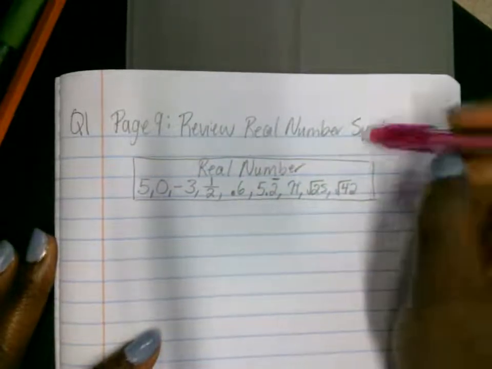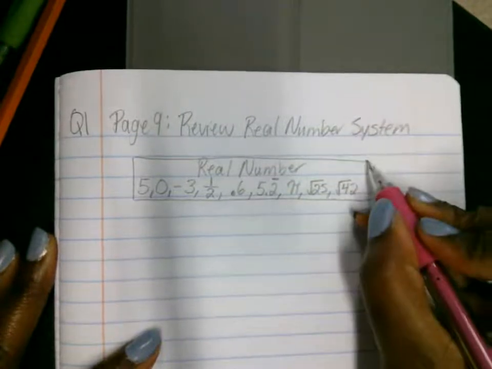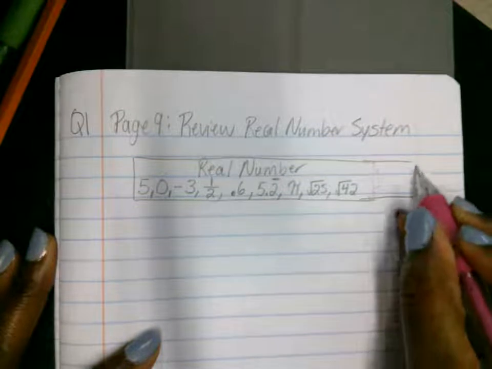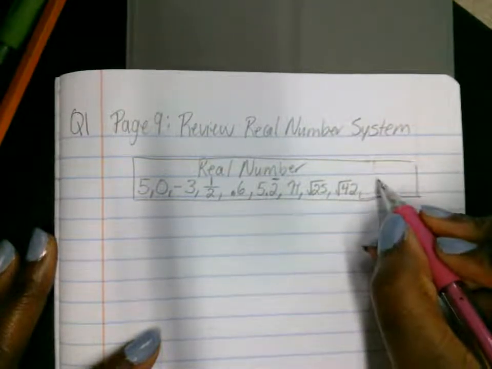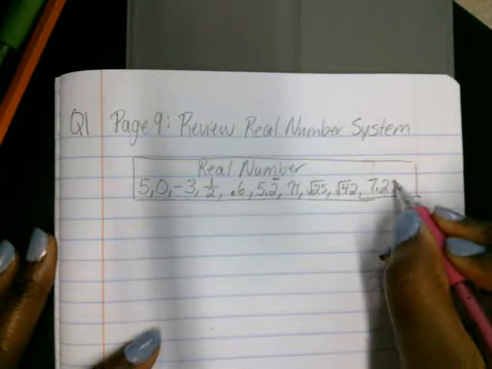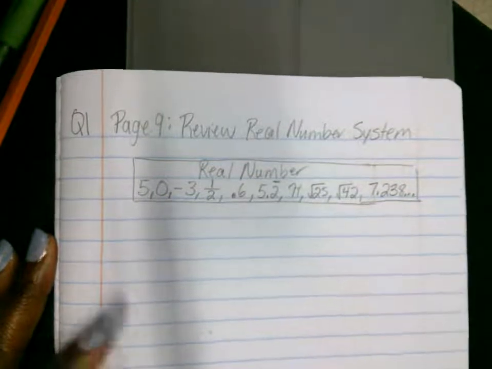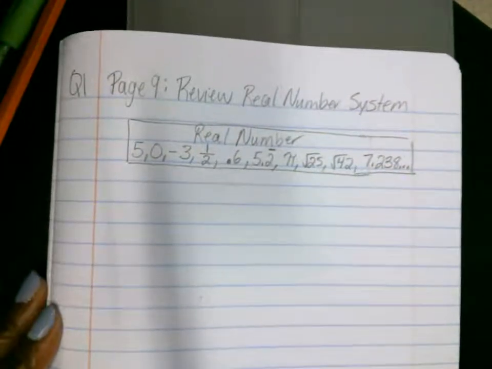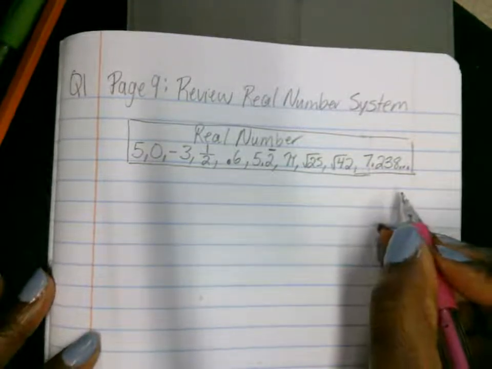Okay? And what about the non-terminating decimals that have the dot, dot, dot at the end? It can even be that too. So let's include 7.238 dot, dot, dot. It repeats, but it does not have a pattern as to how it repeats. It's still a real number.